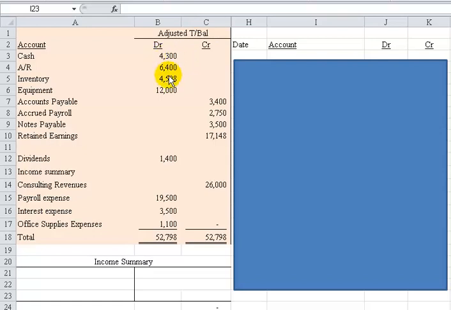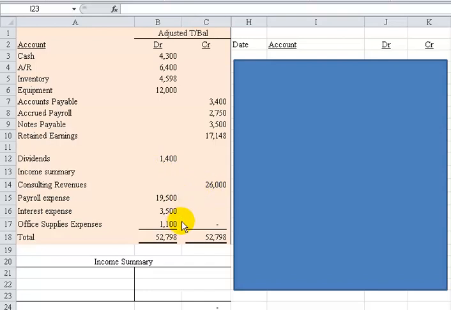And we've got these balance sheet accounts, you can see up top. Looks like we're a corporation because there's a dividends account and $1,400 of dividends were declared. Since I don't see any dividends payable, we can tell they also were paid. And then there was consulting revenues and some expenses.